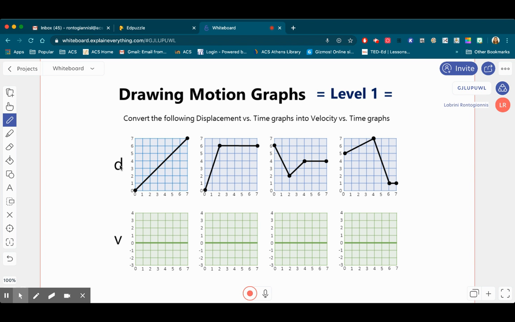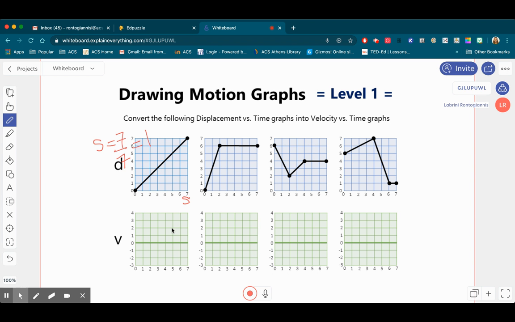In this first distance time graph, we can see that the object moved 7 units in a matter of, let's say, seconds. We'll pretend this is seconds here. So in 7 seconds, the object moves 7 units. So we can determine that its speed is 7 over 7, which is 1. So 1 unit over a second. So its speed is 1.